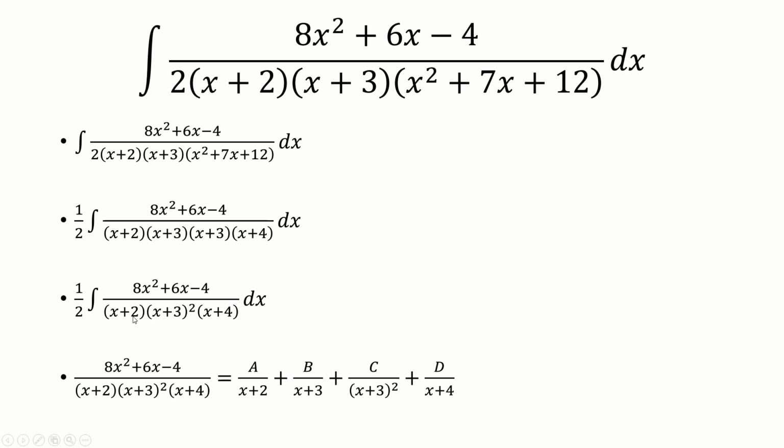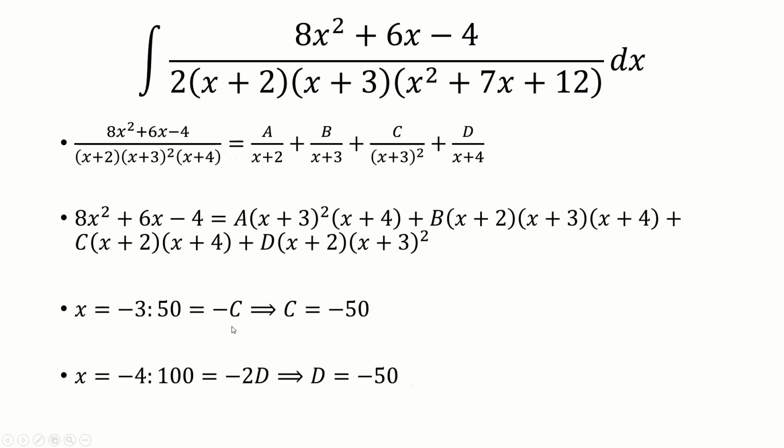And now we can break this up into four separate fractions. The first one will just be A over (x + 2). The second one is B over (x + 3). But because this has a second power, we have to have another fraction for it. So it's C over (x + 3)², and then plus D over (x + 4). So our goal here is to solve for A, B, C, and D.